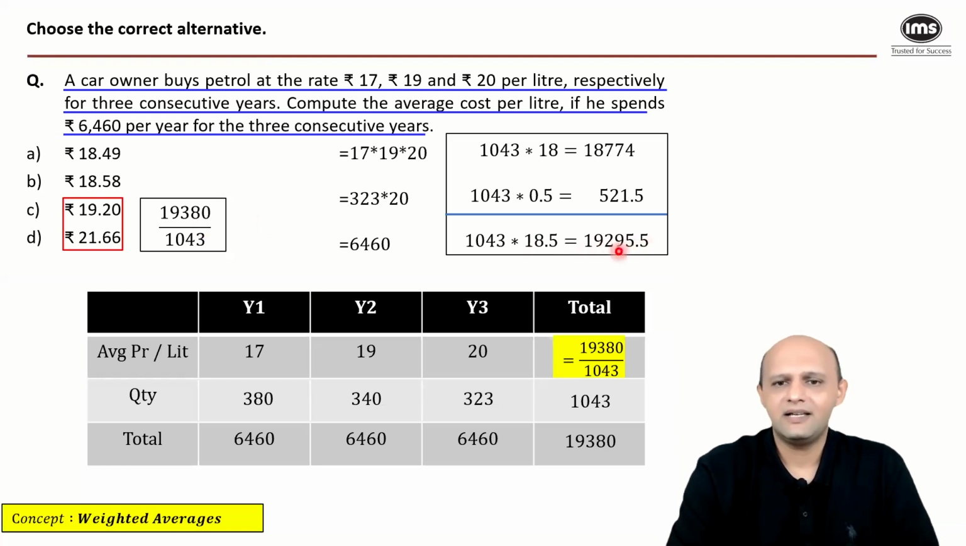So you realize that this value is lesser than this, which means this number is greater than 18.5. So if it is greater than 18.5, then the answer has to be option B. Okay. So you use approximations smartly to solve such a question.